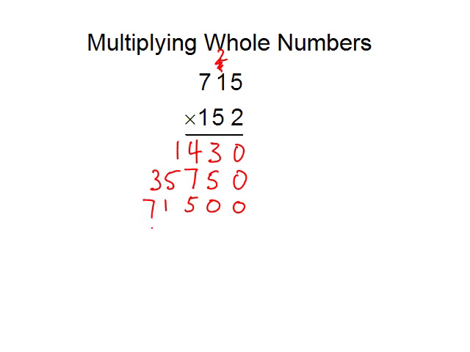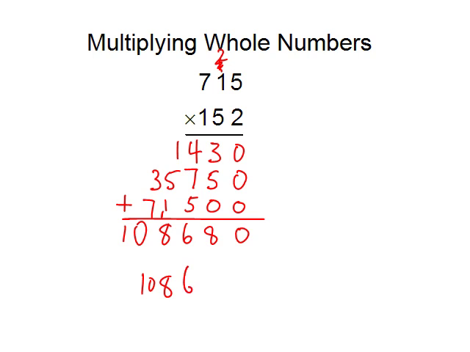And then we need to put a line across, and we need to add those together. So this column is 0, 8, 4 and 7 is 11, 16, 5, 6, 7, 8, and 10. So our answer here is 108,680.